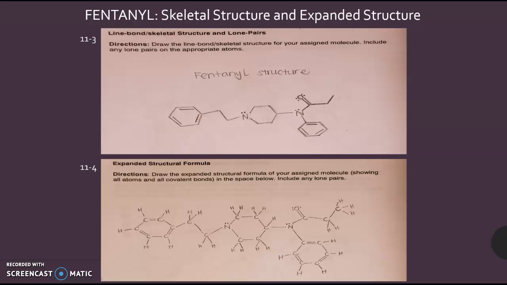The next slide is the skeletal structure and expanded structure. Page 11-3 is the same fentanyl structure from the drawing video. And 11-4 is the expanded structural formula, and it shows all the carbons, hydrogens, nitrogens, and oxygen written down.